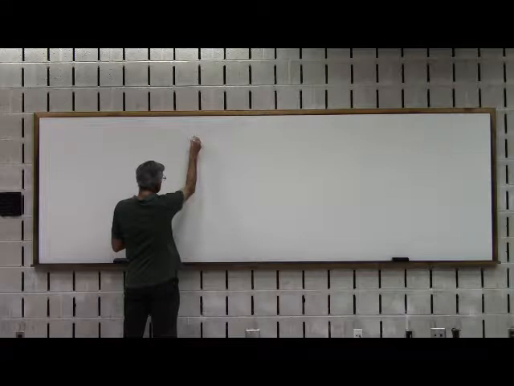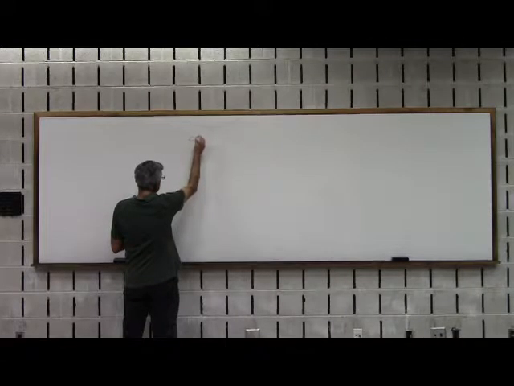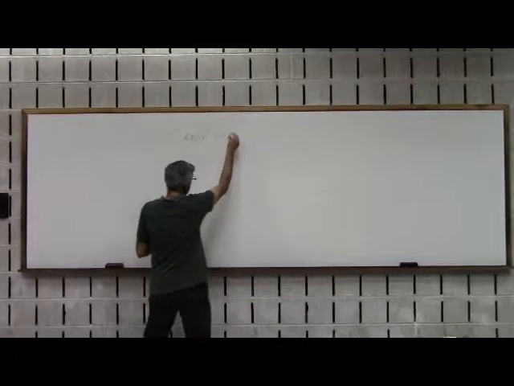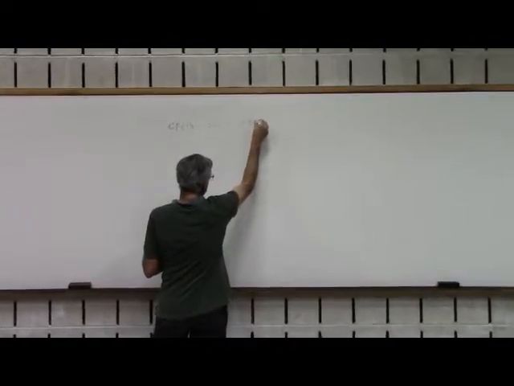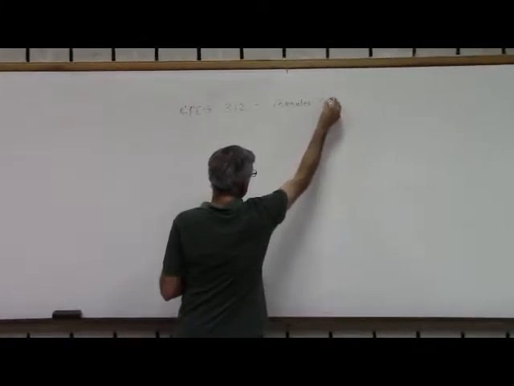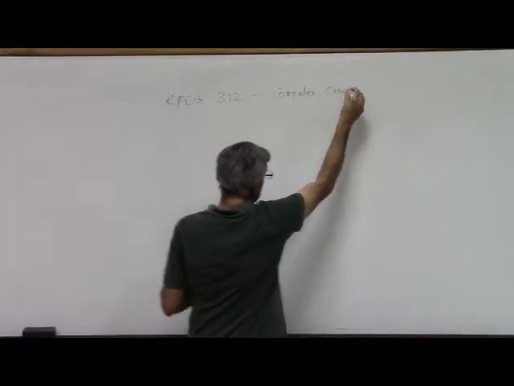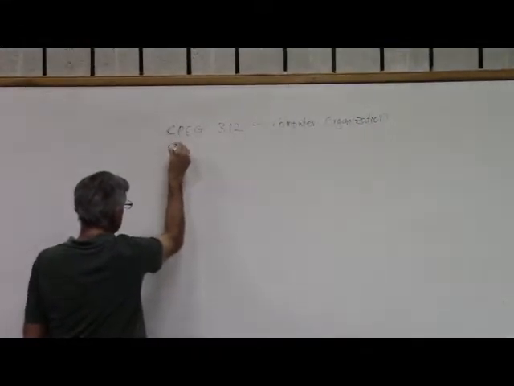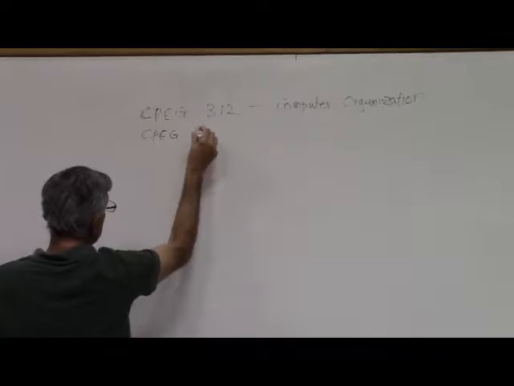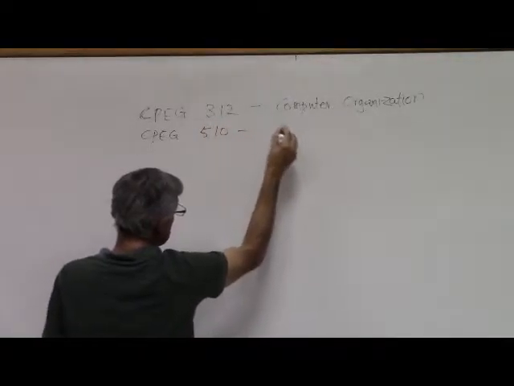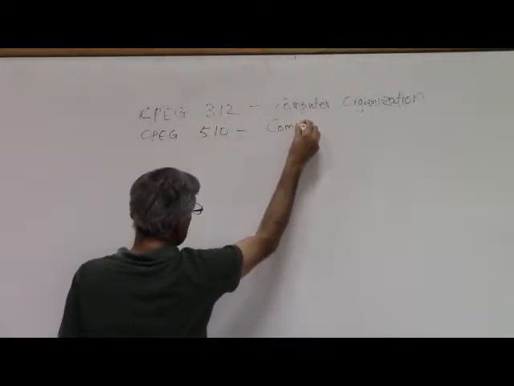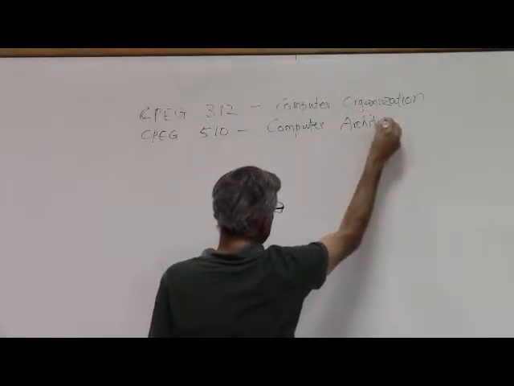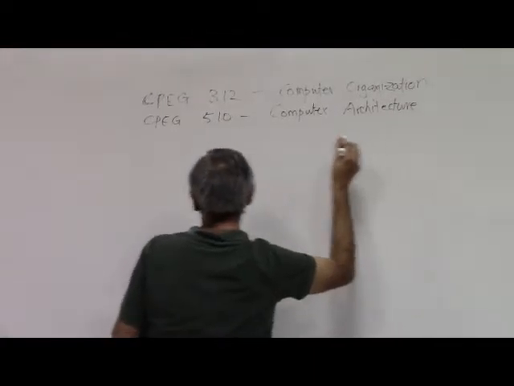Guys are in the right class, CPEG 312. This is the undergraduate computer organization, but we are combining it with CPEG 510, which is the graduate version of this class called Computer Architecture.